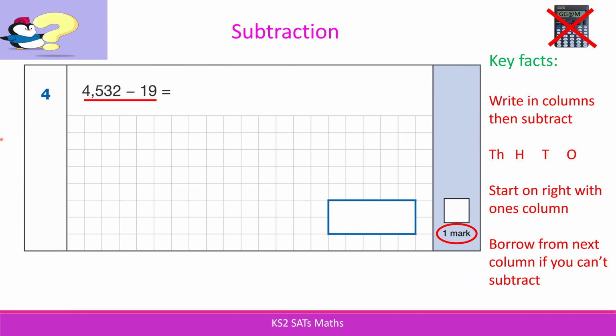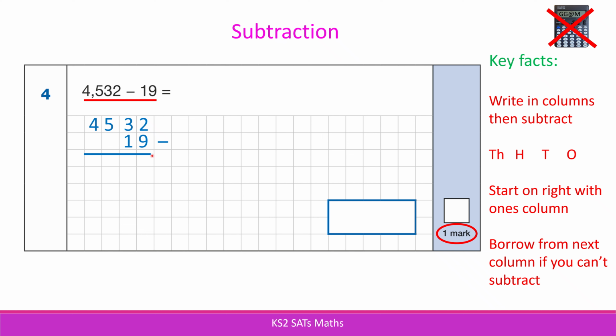Fantastic, so hopefully you've managed to work out the answer. So the easiest way to do this is to write it out in columns. Now some people will be able to look at this and just know the answer straight away without having to write anything down, but most people will need to write down their method. So when we write it down, we put the ones on the right, then we've got the tens, the hundreds and the thousands column.